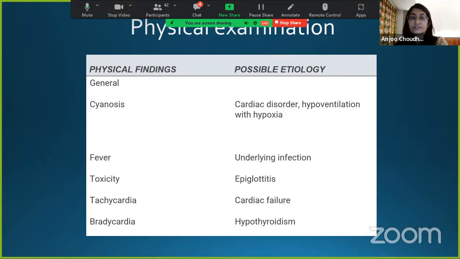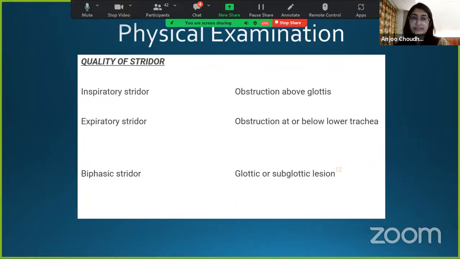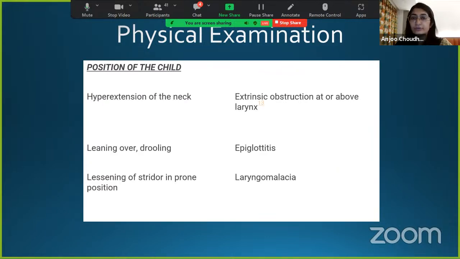Then the stridor, which we discussed, inspiratory, expiratory, biphasic. By just looking at the child and hearing the sound of the stridor, we can precisely locate the origin of the problem. Position of the child is important. With hyperextension of the neck, we know that there is an extrinsic obstruction above the larynx. So that's why the child is keeping that position to keep his airway open. If he is leaning and drooling forward, it's epiglottitis. If the child is improving in prone position, then it's laryngomalacia.